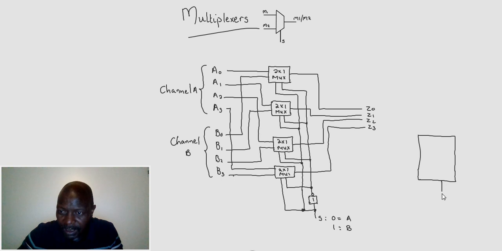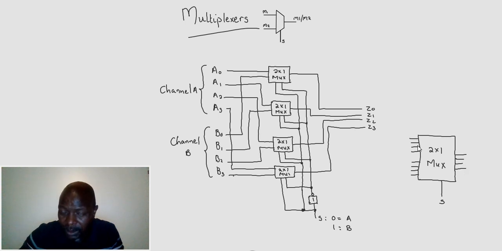Obviously, we have a select, okay? We have the one channel, we have the other channel, okay? And then we have a 2x1 multiplexer. We're dealing with the multiplexer, or we say MUX for short, and our output is the one channel.